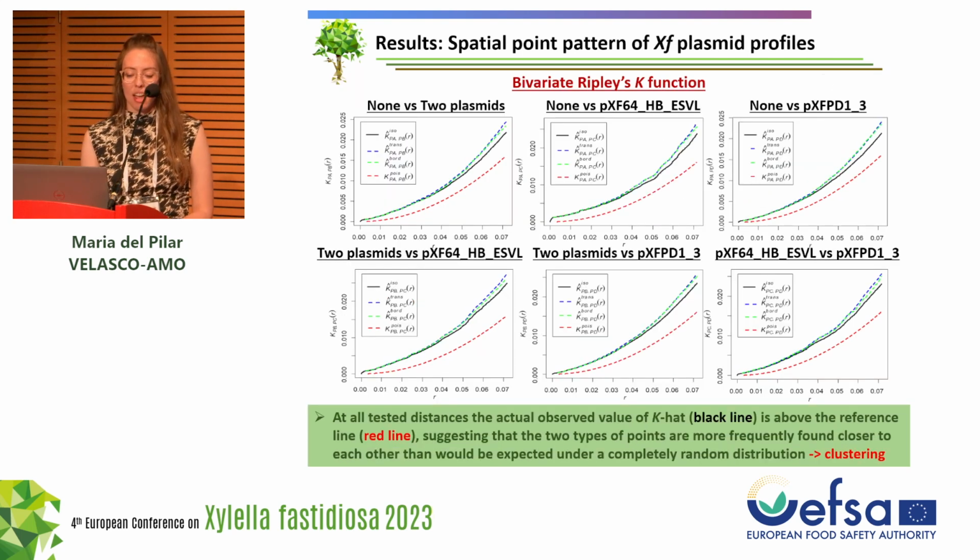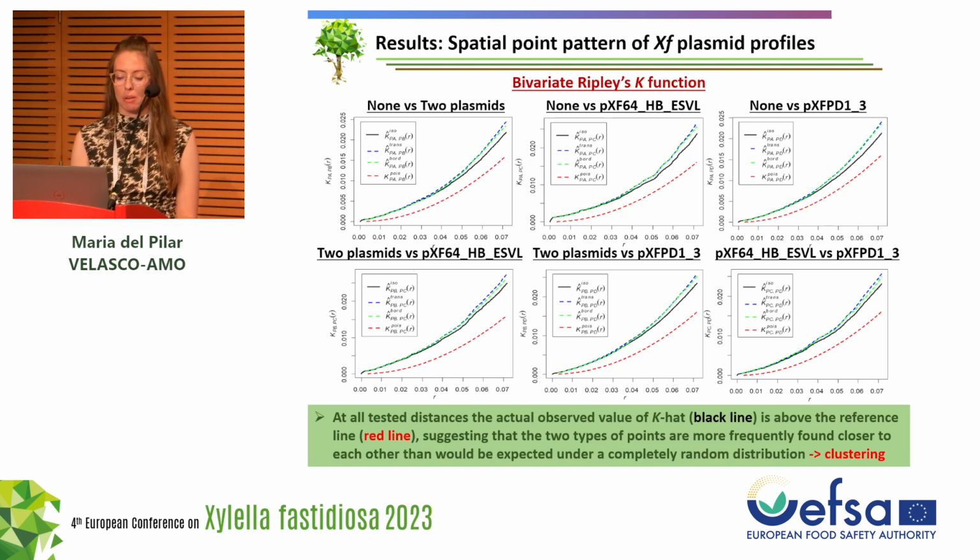The next step was the bivariate Ripley's K function that compares if two plasmids share the same space. At all tested distances, the actual observed value of the K-hat is above the reference line, suggesting that two types of points are more frequently found closer to each other than would be expected under a completely random distribution.